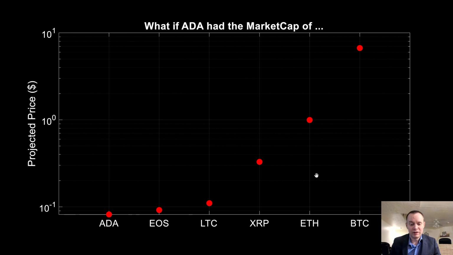So this was a chart I showed for ADA. What if ADA had the market cap of EOS, Litecoin, XRP, Ethereum, and Bitcoin? We did this one about a month ago or so, and you can see that at the time the price of ADA was around 8 cents. And if it had the market cap of all these different coins, you can see that the price would have continued to increase.